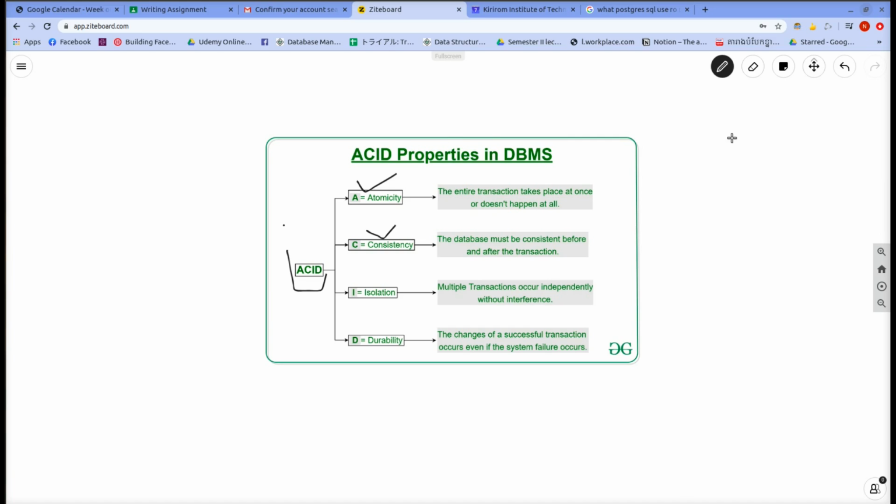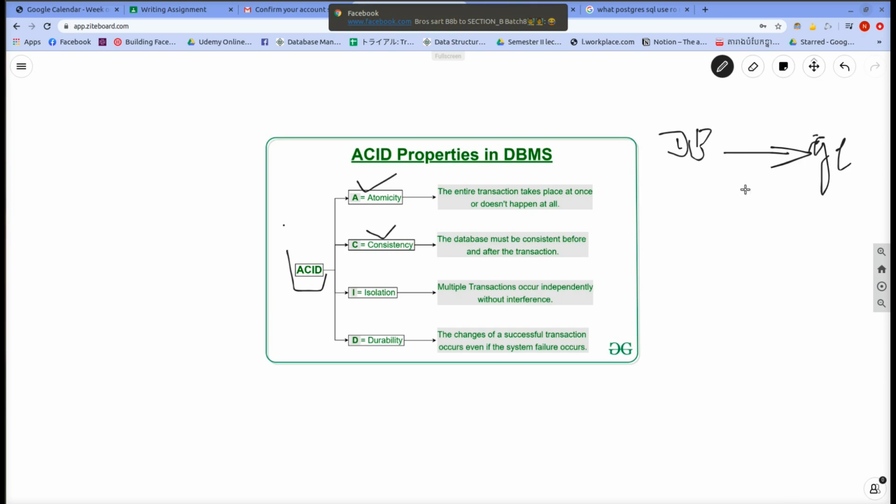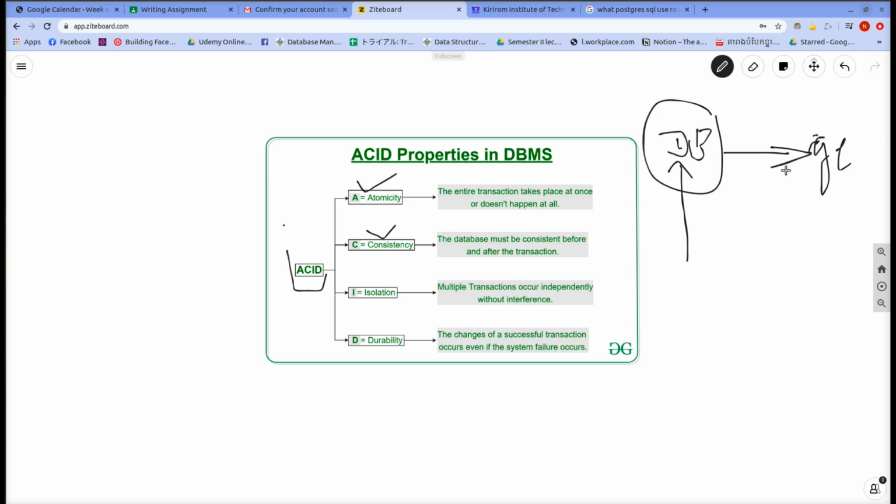For example, I have date of birth. I write DOB. I have a date of birth attribute and an age, and this age is derived from the date of birth. It means that if we perform some update on this date of birth, we need to make sure that this age is also updated. So that we call consistency.